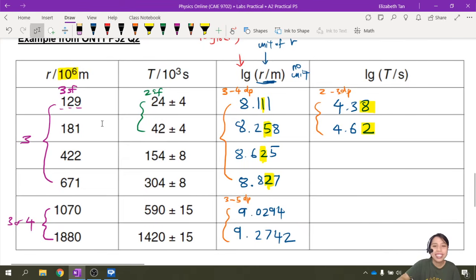Very nice, I like. Okay, the last few, you got to be a little bit more careful, because now here is 3.